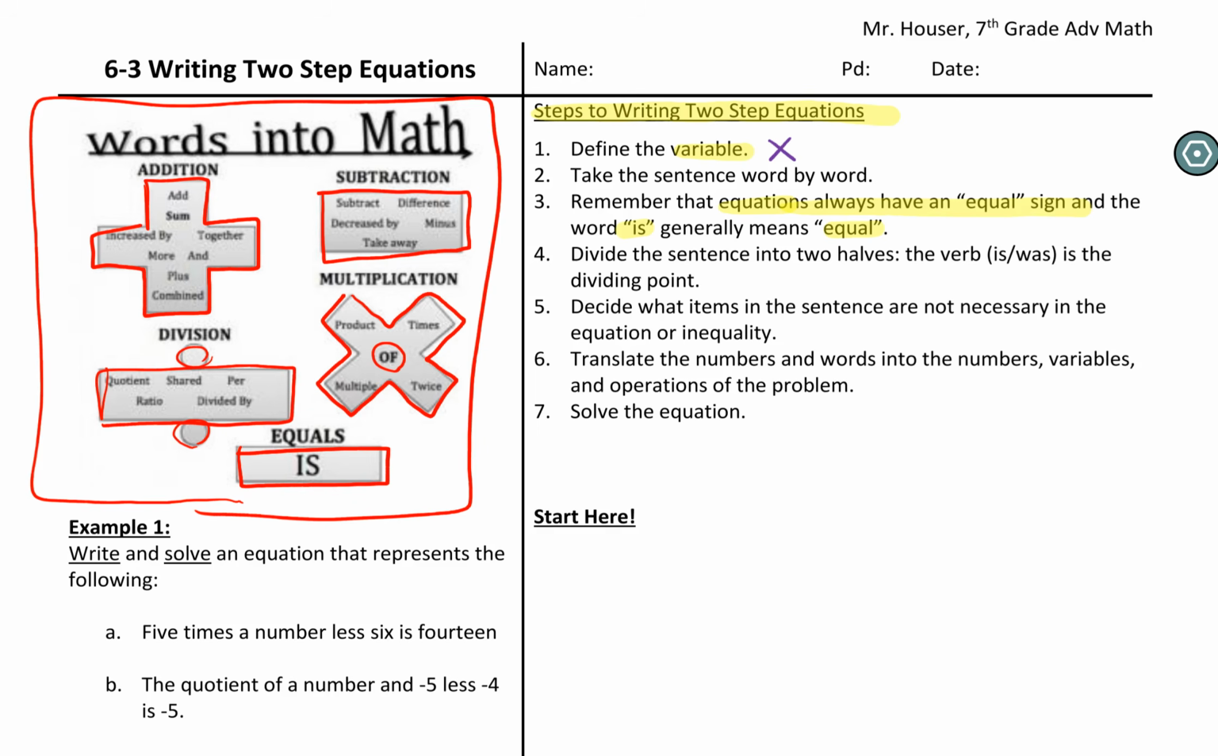Keep in mind that the is, or was, if we're looking at past tense, is going to divide the equation into two parts. You want to decide what's not necessary. You want to translate the words into numbers, variables, and operations of the problem, and you want to solve that equation. Okay, so let's go ahead and jump in.